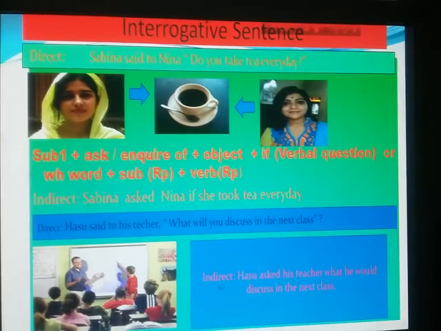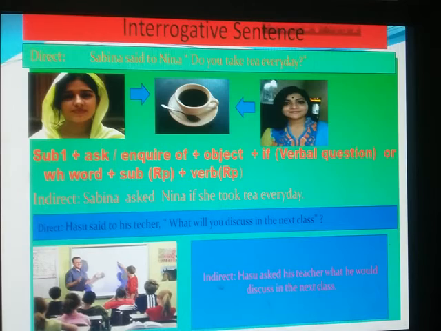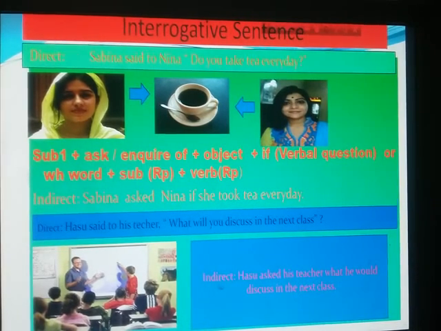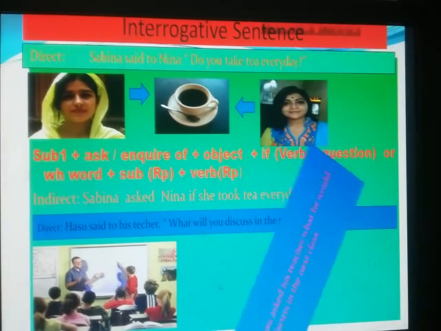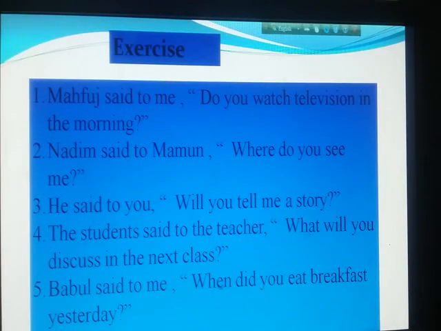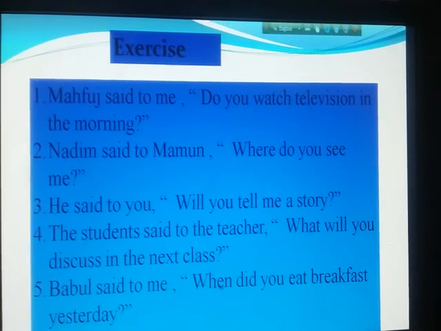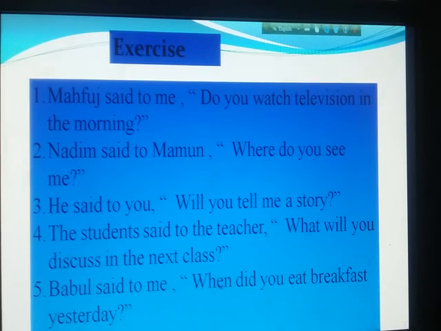One thing you should remember is that in the direct narration, the question is direct, but in the indirect narration, the question is not direct. Here, at first the WH word, then subject, then verb. So indirect narration is always an assertive sentence. Okay, now here is some exercise of interrogative sentences. So you will do this exercise at home.